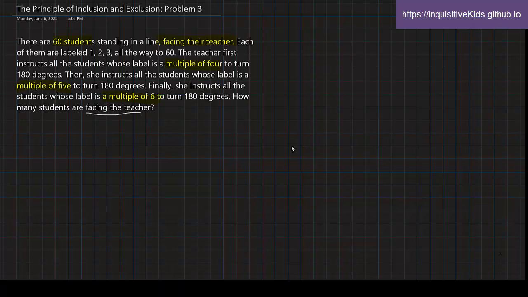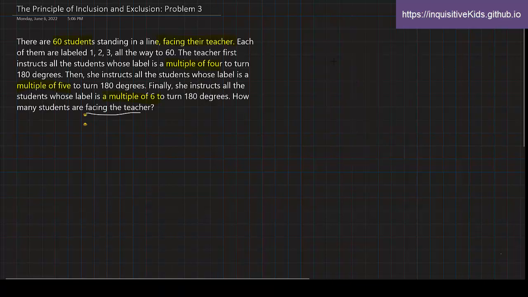And also we need to think about what we are looking for, because it says all the people who turn 180 degrees. Well, some people are not going to be moving at all. They could be prime numbers, or they could just not be a multiple of any of 4, 5, or 6. So those people are all still facing the teacher because they didn't move. But the students who turned twice will also be facing the teacher. So that's what we're looking for.